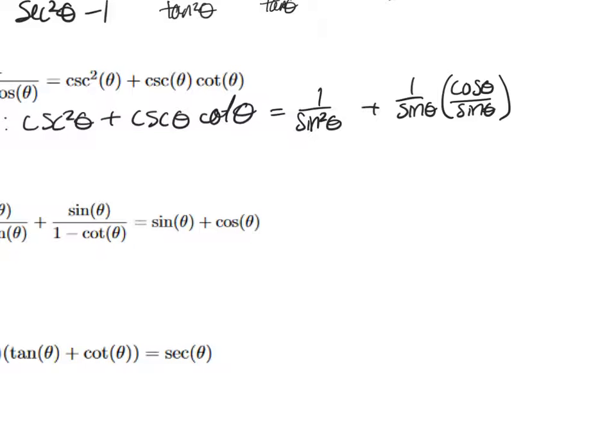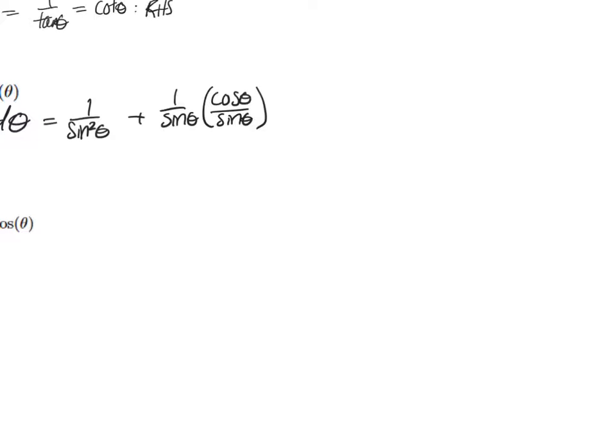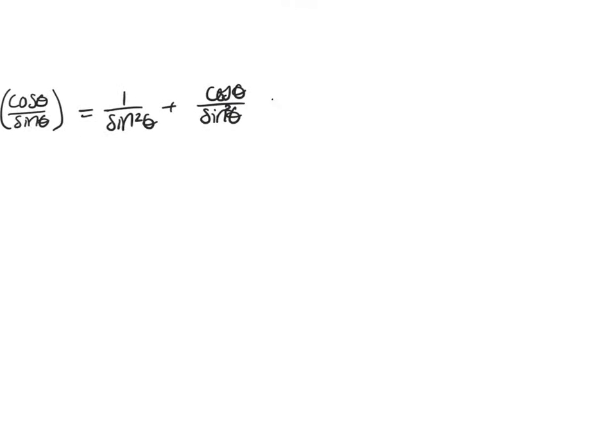Okay, cool. In the denominator, I'm going to end up with sine squared theta plus cosine theta over sine theta, sine squared theta. Do you all agree to that? My denominator is the same, so I can write it over itself. So I can write it all over the sine squared. So 1 plus the cosine theta, over sine squared theta.